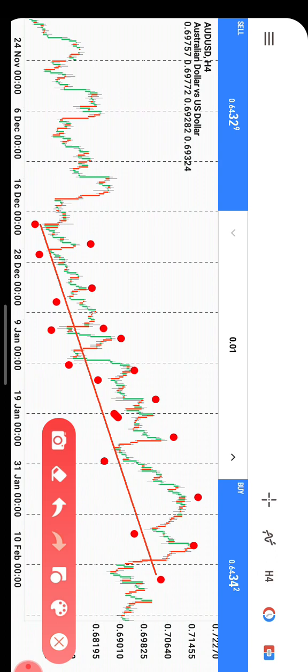So what do you want to do? You want to draw your trend line. And what do you want to do? You just want to wait until the market gets to the trend line. Once the market falls down to the trend line, what do you want to do? You want to buy. Are you getting it now? When the market gets there, you want to buy. So you buy, then you set your take profit.